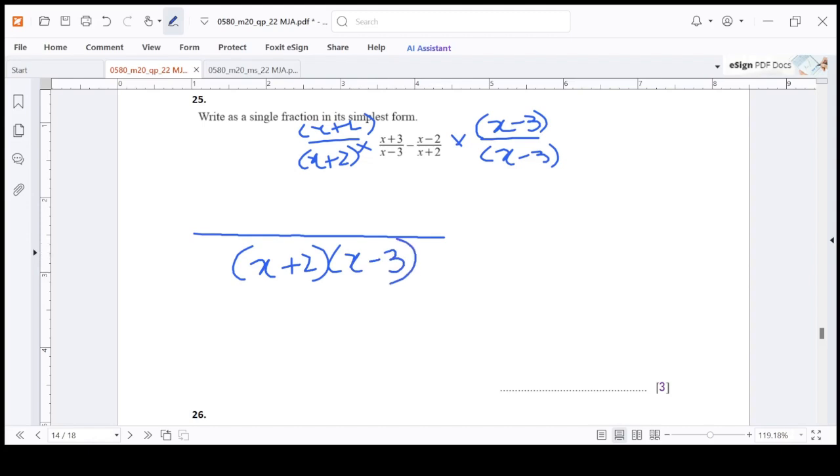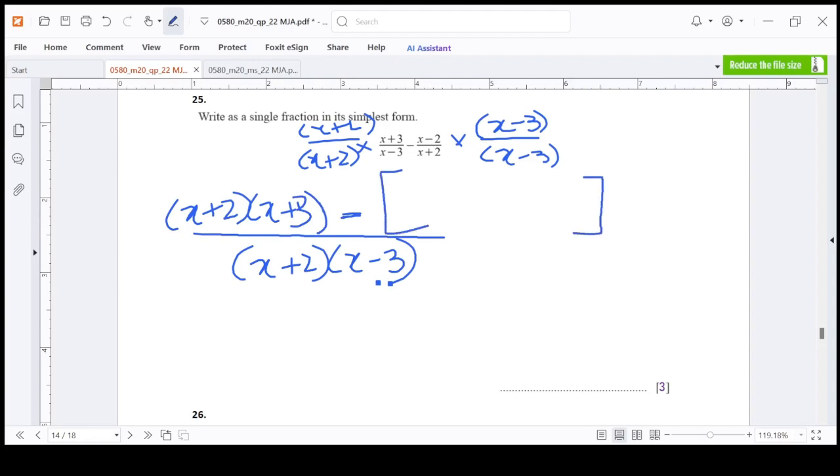In the numerator, we're going to multiply x plus 2 with x plus 3. So x plus 2, x plus 3. There's a negative sign in between, so you have to be extra vigilant. Use bigger brackets. And here we're going to do x minus 2 times x minus 3. Okay, so the first bracket, if I simplify it, is going to be x squared plus 2x plus 3x. I'm skipping a step. I'm writing 5x directly, plus 6.